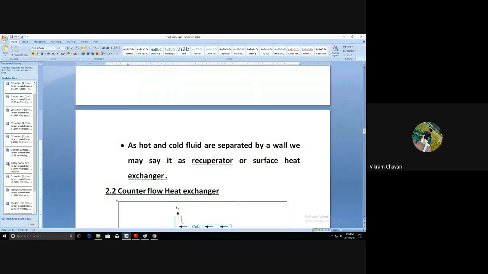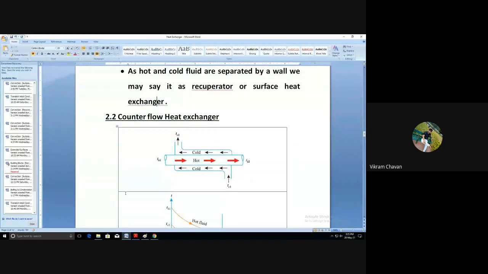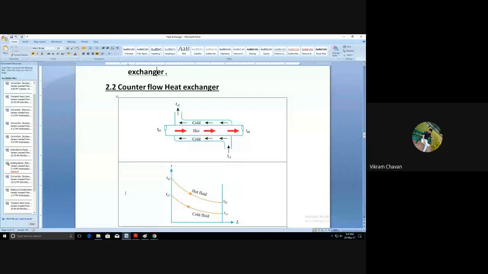Okay, full stop. The second heading, the second classification on the basis of relative direction, is the counter flow heat exchanger. So what is meant by counter flow heat exchanger? Let's have a focus on this particular diagram.